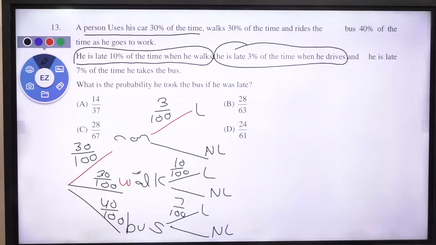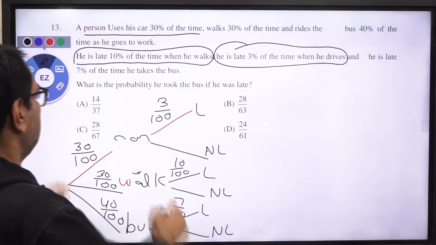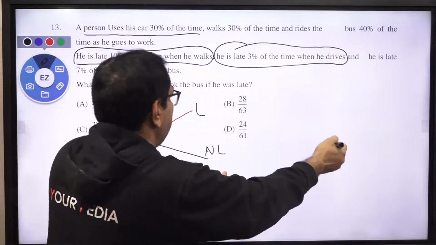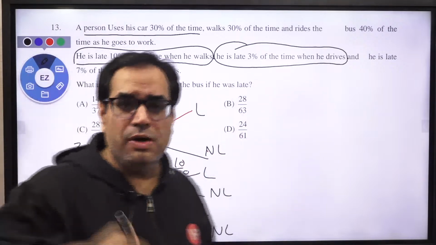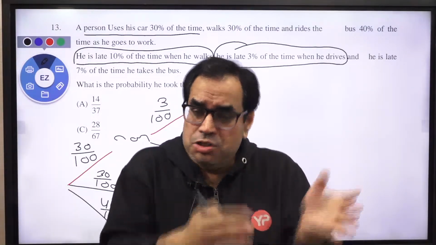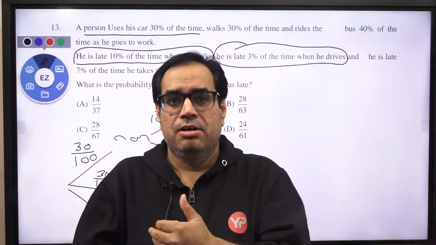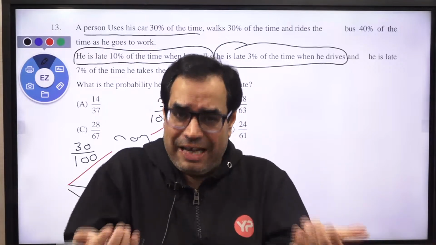Okay, now क्वेश्चन क्या है, ठीक है, what is the probability he took the bus if he was late? So it is known to us that he was late. Suppose you met that person in office and you see he is late. Okay, but you don't know how he has come to office.